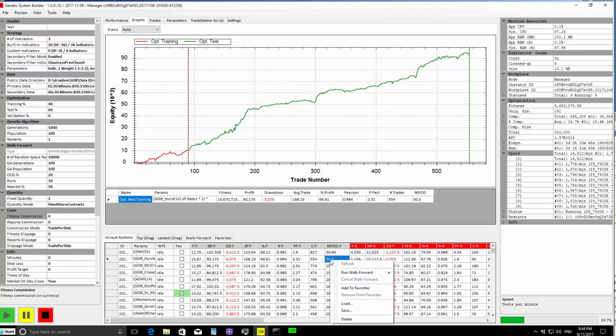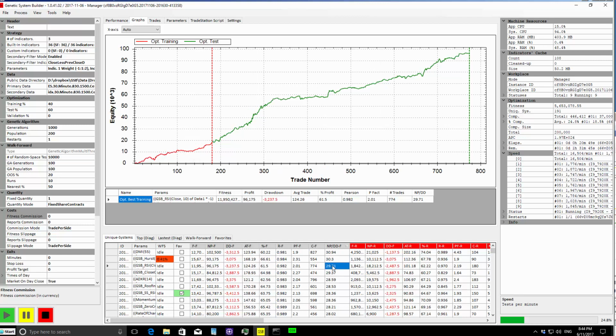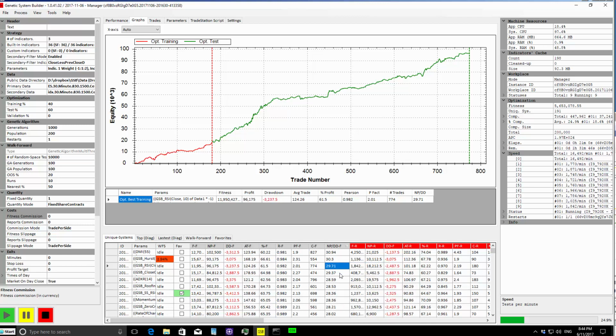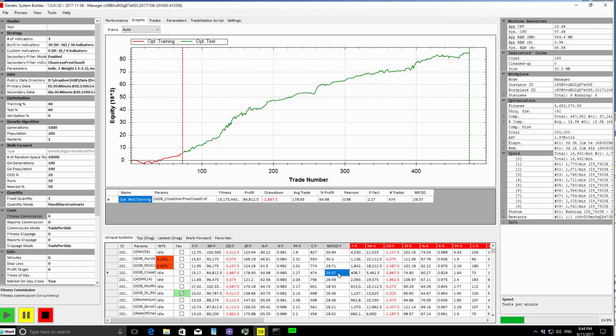This one here looks reasonable, and I'm going to walk forward that by right-clicking it. This one here looks good. It has its flat periods too, but it's still reasonable. That one there, it's a bit flat in the last, during this period here. I'd prefer something a little bit more linear.